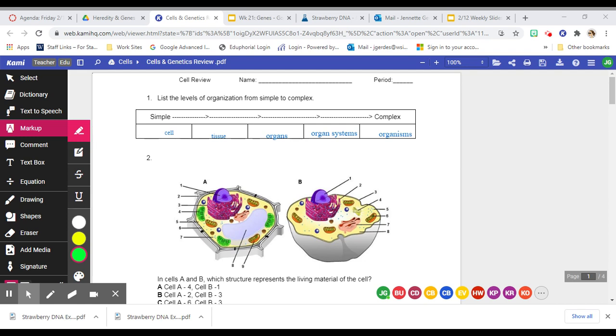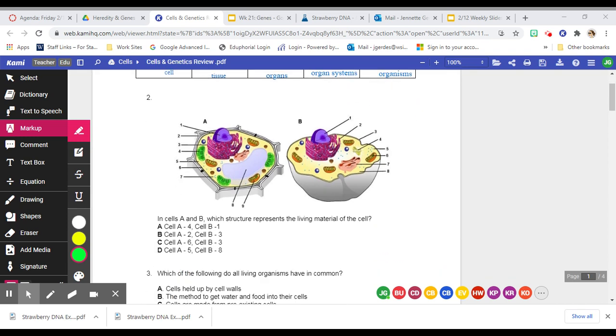Remember, we talked about this at the beginning of the year, but the simplest living thing that we have is a cell. And then cells make up tissue. Tissue makes up organs. Organs make up organ systems. And organism is the most complex. Remember, smallest to the most complex.